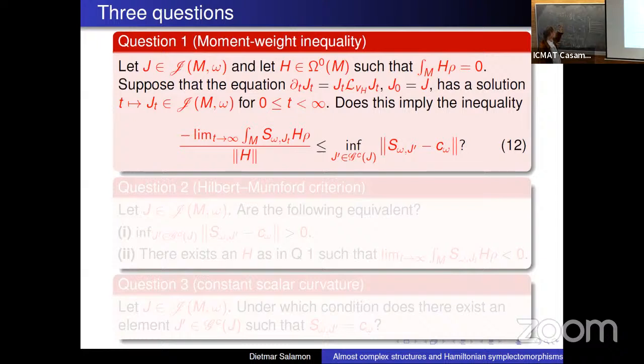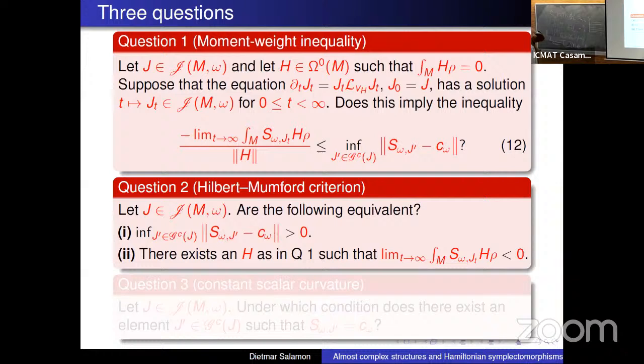And then if you write down the analog of the Mumford weight, you get exactly the term that's written here on the left-hand side. The question would be, is this term less than or equal to the infimum of the moment map on the complexified group orbit? That would be the precise analog of the moment weight inequality in this infinite dimensional setting. This inequality is known in the integrable case by work of Xiuxiong Chen and Simon Donaldson. In this situation, it is an open question.